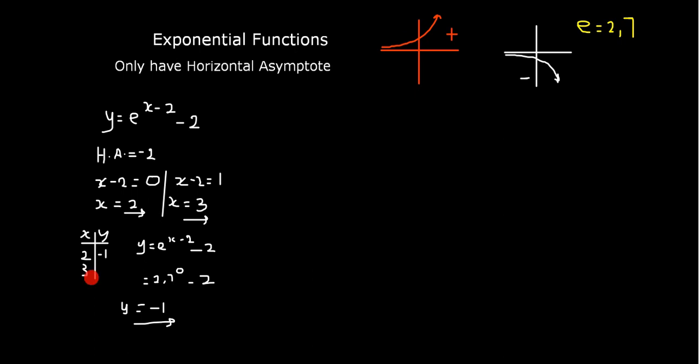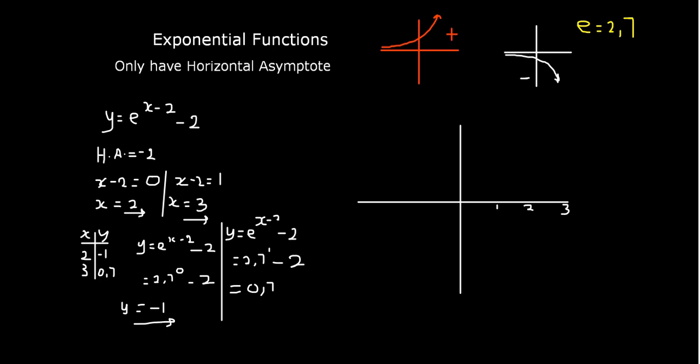And again, we substitute this 3 into the original equation and say that y will be equal to e to the power x minus 2, minus 2. Remember, this 2,7 is a constant value. 3 minus 2, which is 1, then power 1, minus 2. So anything to the power 1 is just 2,7, minus 2. The answer is 0,7. Once we find 2 points here, then we are able to plot the graph.